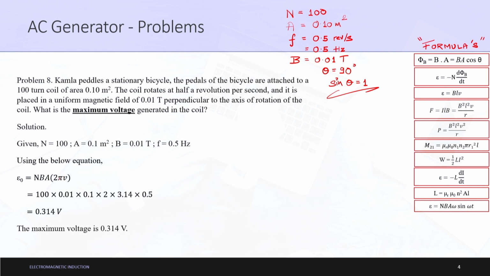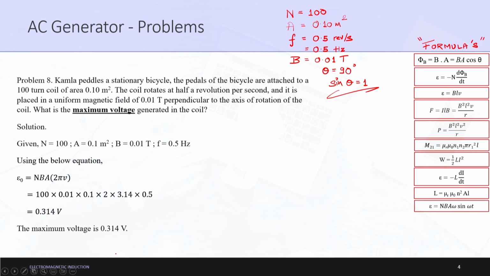What was omega? Omega is nothing but 2 pi f, and f is given. So, just a simple putting: N is 100, B is 0.01, area is 0.1 meter square, 2 is already known, pi is already known, and the frequency is already known. That is a typical putting of everything. We get epsilon naught, that is the maximum voltage, as 0.314 volts. Why is it called the maximum voltage? Because of sin omega t, sin theta can only take the maximum value of +1 or -1. So, the maximum value is nothing but NB into omega. Therefore, the maximum voltage is 0.314 volts.